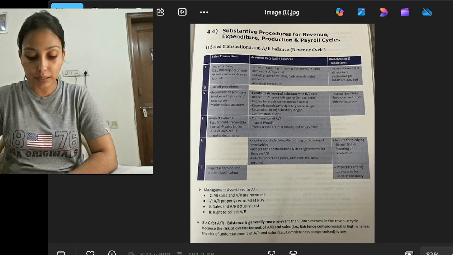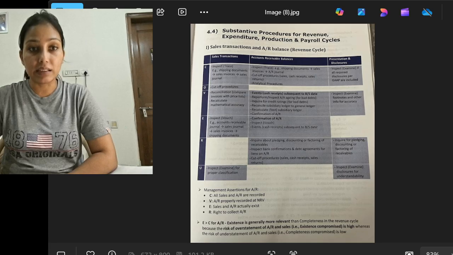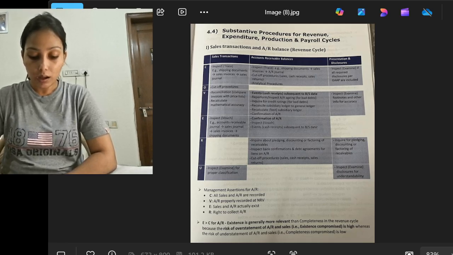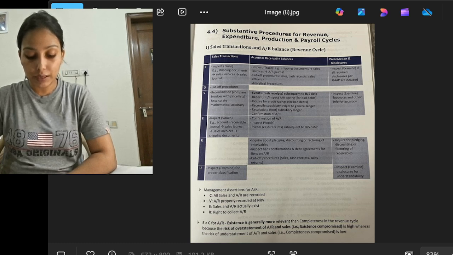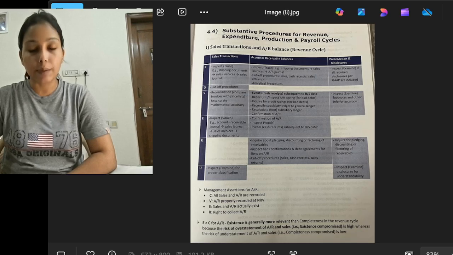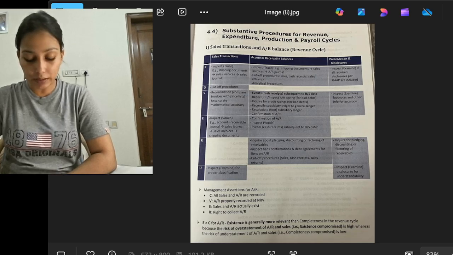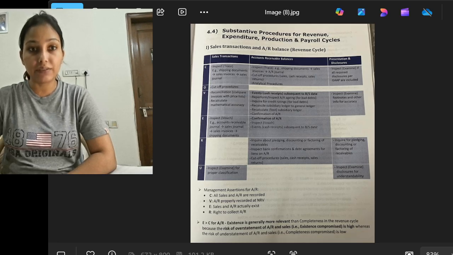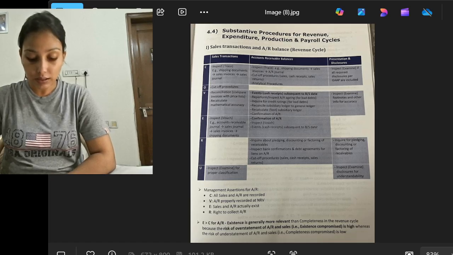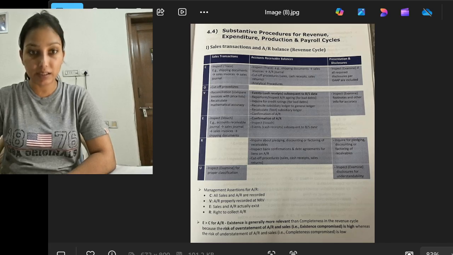Then we recalculate the foot of the subsidiary ledger, and then the confirmation of the AR is sent and received, and we ensure the valuations are correct or not from that confirmation. After the confirmation is received, we inspect and verify the events subsequent to the balance sheet date. After that, we inquire about the placing, discounting, or factoring of the accounts receivable, if any such factors are used.